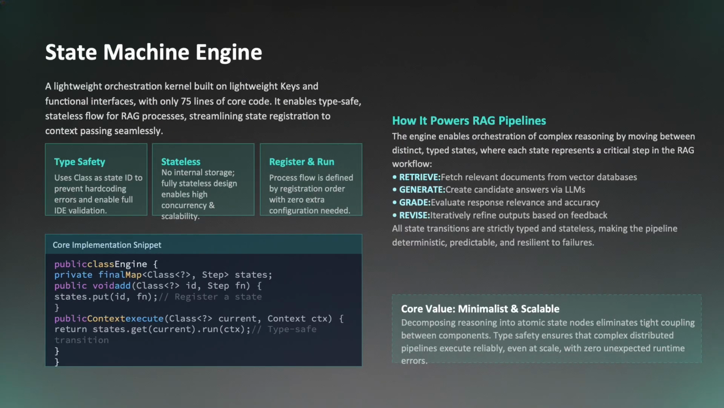The core value of this minimalist design is clear. We split complex multi-step reasoning logic into independent atomic state nodes to eliminate tight coupling between modules. Type safety guarantees reliable execution, even in large-scale distributed systems, with zero unexpected runtime exceptions.